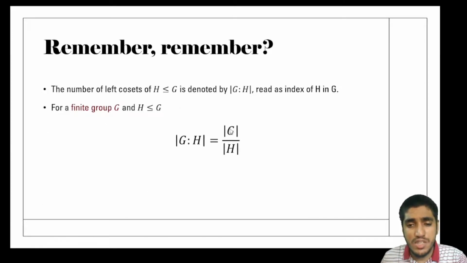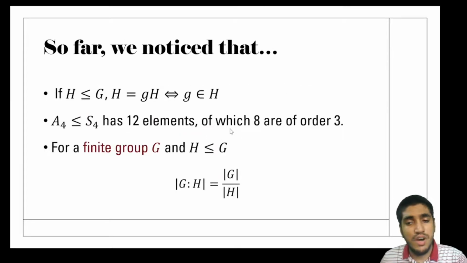You know what the index of a subgroup H in G is and its notation. Also, from Lagrange's theorem, it's easy to observe that index of a subgroup H of a finite group G is order of G by order of H. So far, we noticed some properties of cosets, about A4, the elements of A4 of order 3, and a corollary of Lagrange's theorem that helps us find the index of a subgroup of a finite group G.